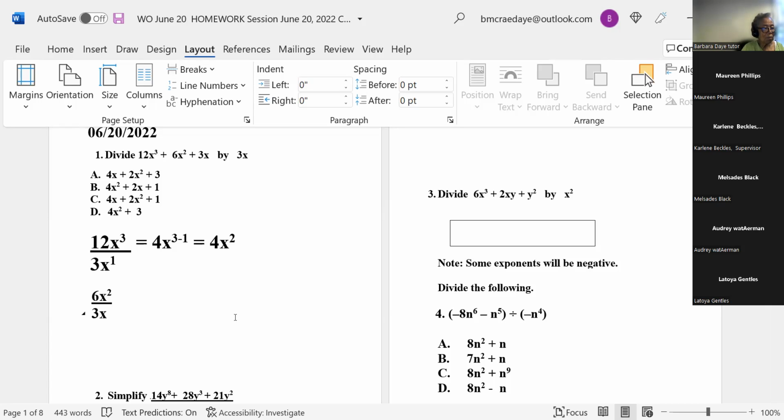Okay, so I said we're dividing, we're taking a polynomial divided by a monomial. And I said, take every term in your polynomial and divide by the monomial. So we took the first one, 12x to the third divided by 3x to the 1. We got 4x to the second. And I said, based on this first answer, you can eliminate A and C because they have 4x to the 1. Audrey, you follow me?